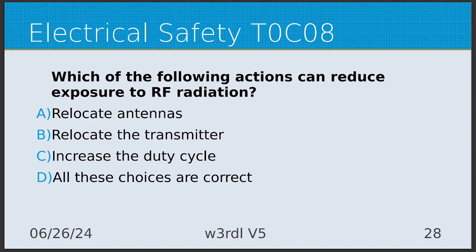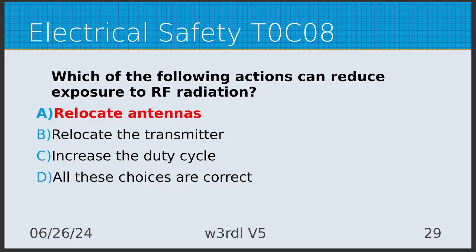Which of the following actions can reduce exposure to RF radiation? Alpha. What'd you say, Mike? Alpha? Everybody agree with alpha? That is a good one. They tried to trick you up on that one too. So relocate the antennas. Relocating the transmitter really doesn't do much except it changes your distance from the antenna. Doesn't change anybody else's distance from the antenna. Increasing the duty cycle definitely goes away from it.